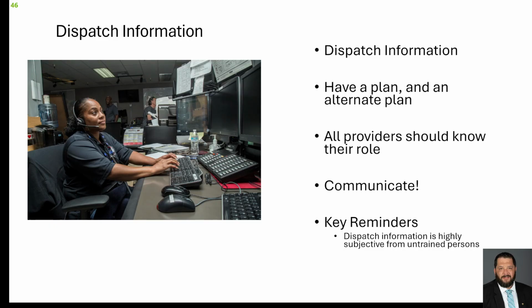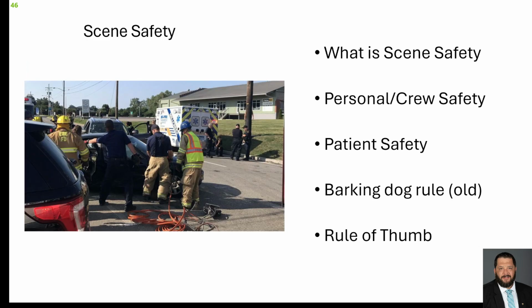And we talked about the subjectivity there of information coming in from dispatch. So it's not uncommon to be dispatched out for one complaint and you arrive and it's something totally different. That information is subjective.